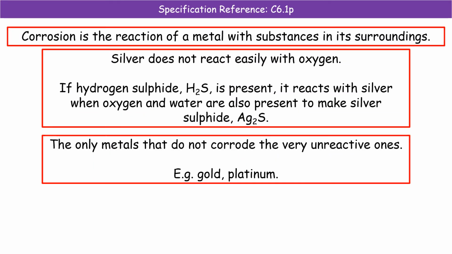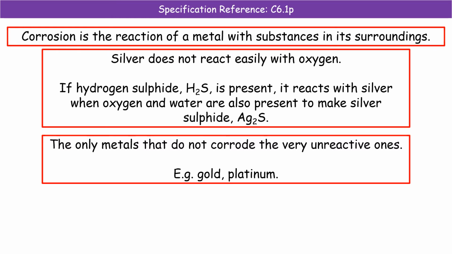That leads us very nicely onto the idea of corrosion. When we talk about corrosion, this is just the reaction of metal with substances in the surroundings. If we think of some examples of metals that do not corrode, then we've got the unreactive ones, your gold, platinum. They don't react with stuff in their environment, therefore they do not corrode. Makes them brilliant in things like jewellery because they're exposed to a lot of elements, you don't want them to corrode.